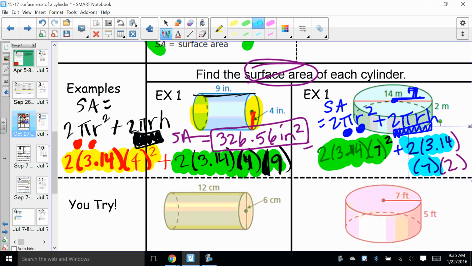Sorry, guys. I'm having a hard time with this pen on this tablet. All right, as we start to solve, it's easier if I'm writing on the smartboard.